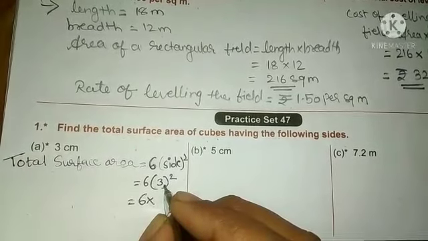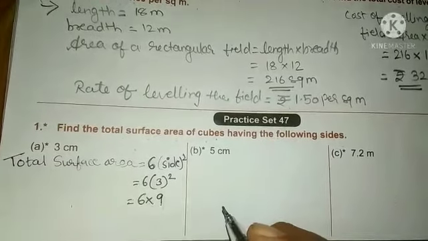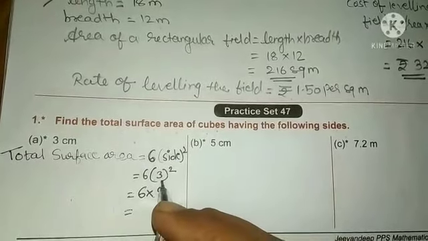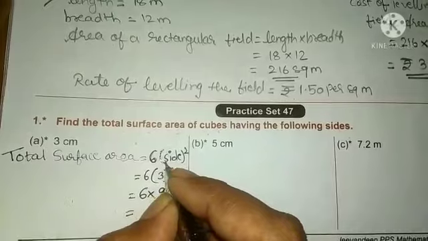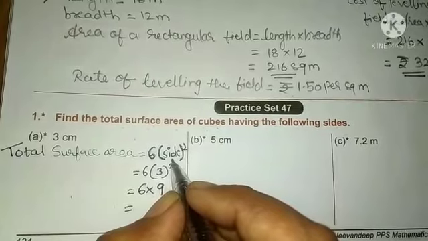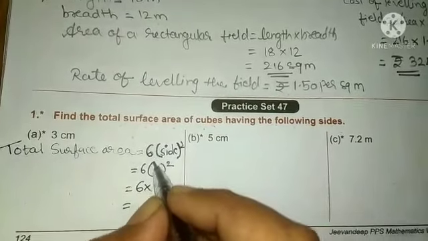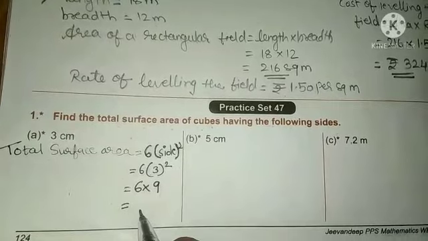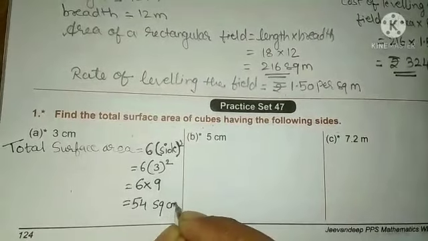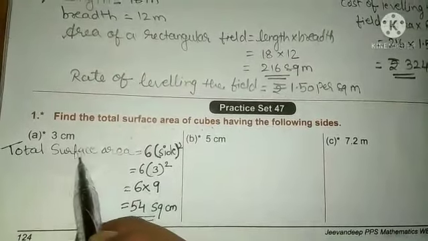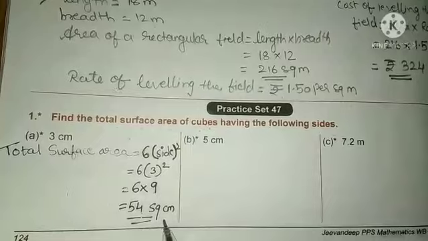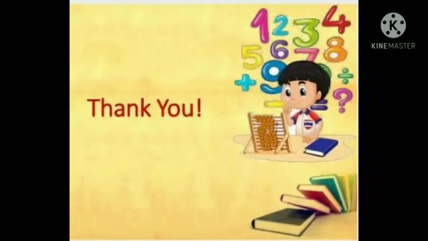What is the square of 3? That is 9, 3 threes are 9. Now you will multiply 6 with 9. What have we done here? First we found the area of one face, and now we are multiplying that with 6. So you will get the area of 6 faces, meaning the total surface area. 6 nines are 54 square centimeter. Area is calculated in square centimeter or square meter. Clear? Understood? Thank you.